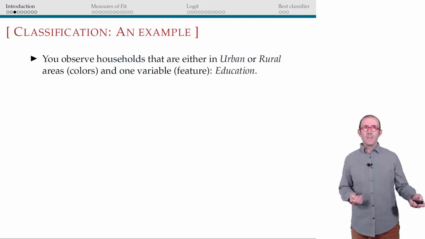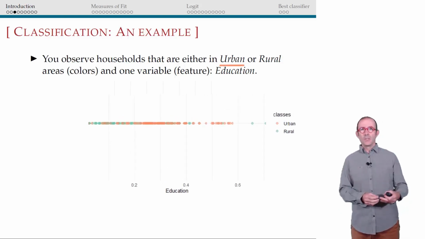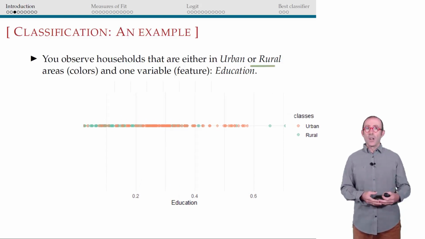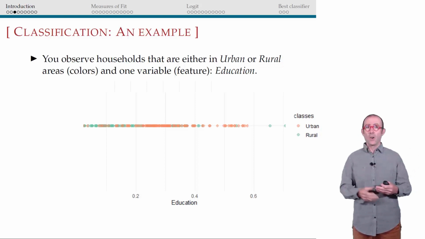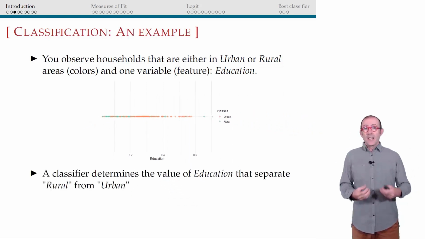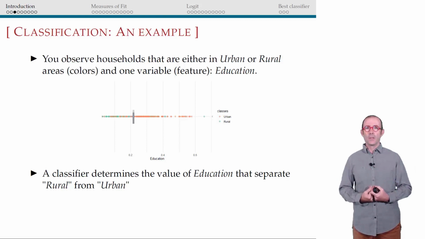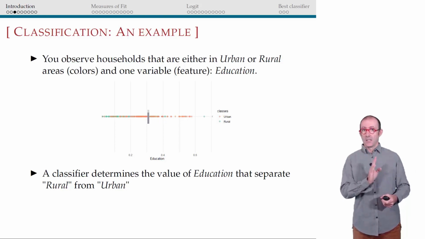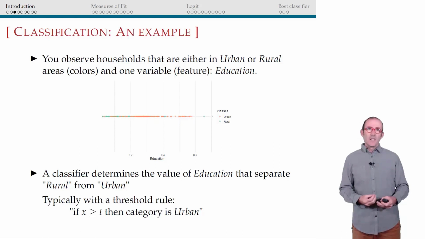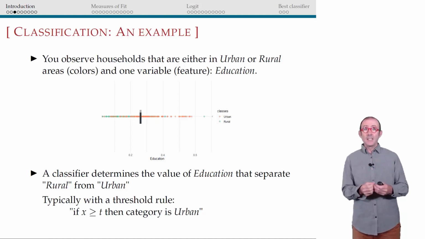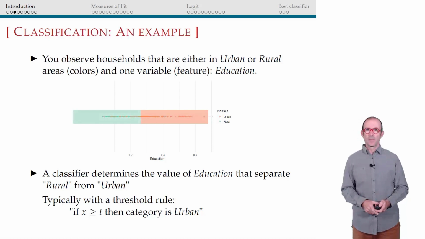And we will have some of the households that are in urban or rural area. On this graphic here, you have urban household in orange and rural in green. And so you see along the education line, you have households that belong to either one or the other category here. So a classifier here would determine which value of education separate rural from urban, where to put the cursor. The cursor definition will be the classifier. So typically there will be a threshold, and if x, that is here, education, exceeds that threshold, we will say it's urban. And if it's below, it's rural, of course.